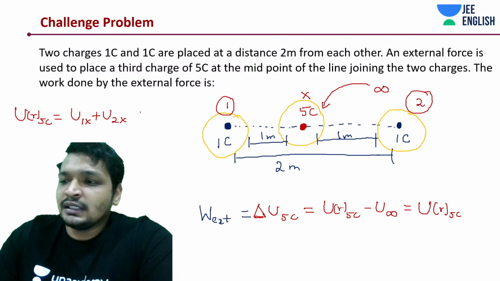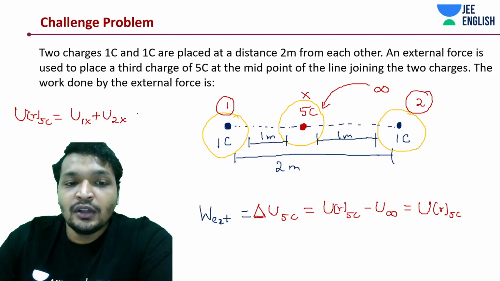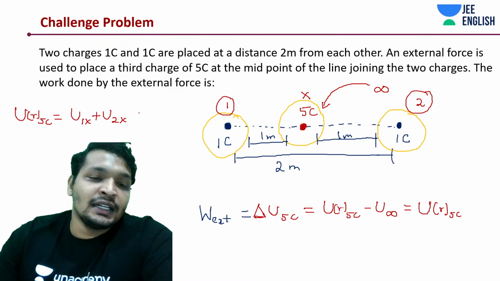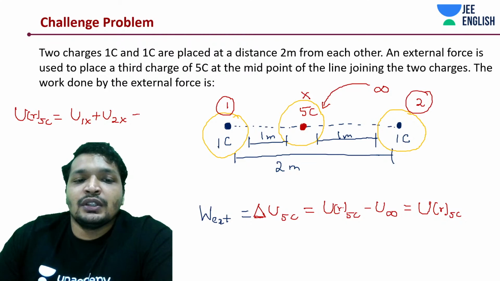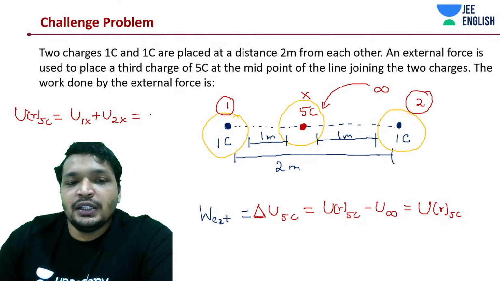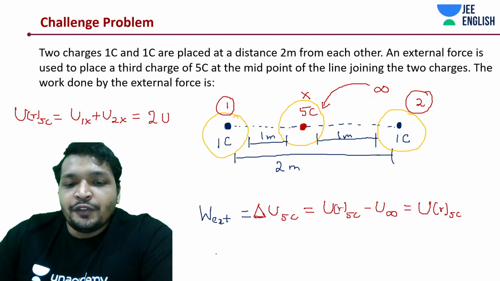It's placed at the midpoint, so U1X is equal to U2X, right? We just saw it's at an equal potential, it's at an equal distance from 1 coulomb, so it's on the other side, it does not matter, or however it is placed. So this I'm going to say is going to be 2U. What is the value of U?